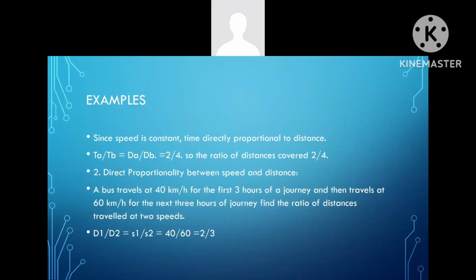Direct proportionality between speed and distance. A bus travels at 40 km per hour for the first 3 hours of the journey and then travels at 60 km per hour for the next 3 hours of the journey. Find the ratio of distances traveled at the two speeds. D1 by D2 equals S1 by S2, that equals 2 by 3.